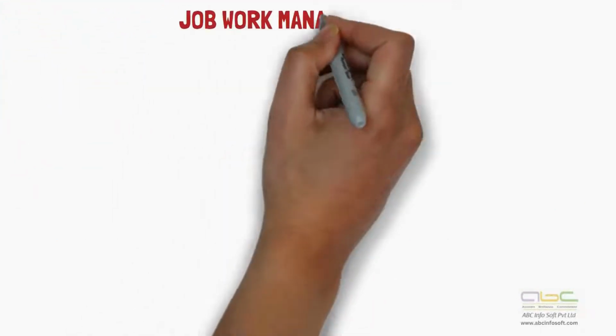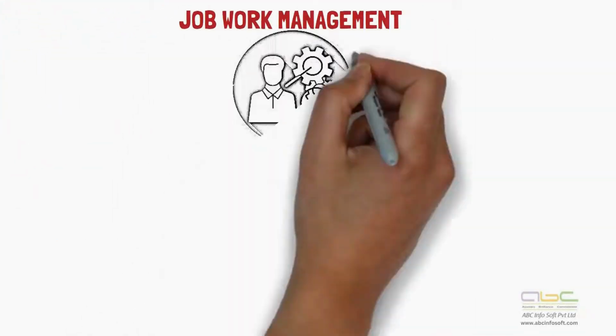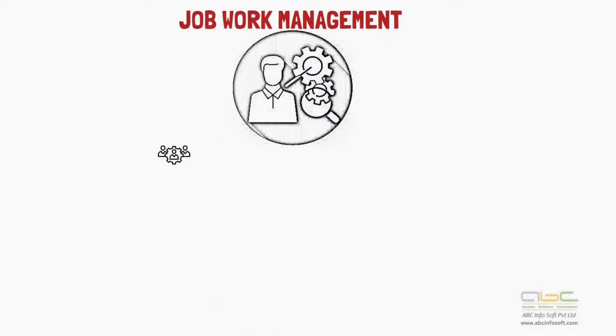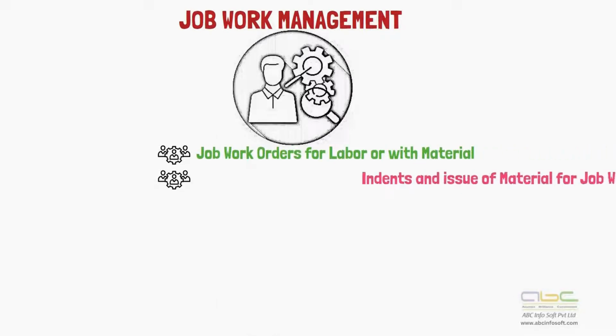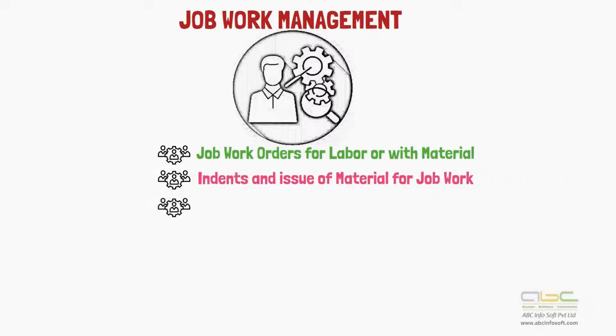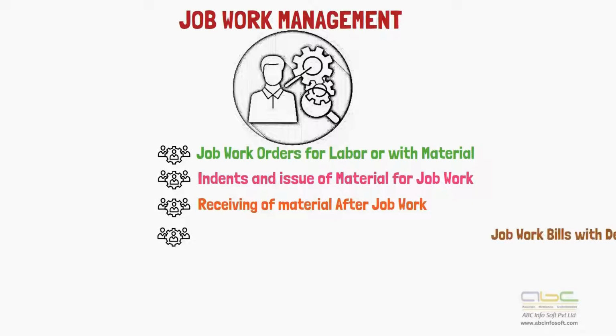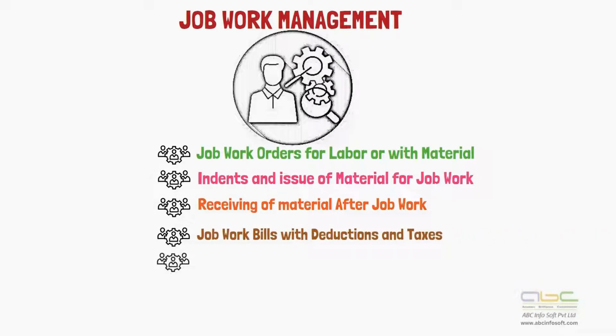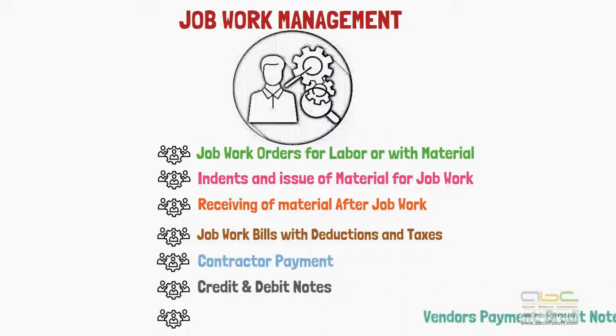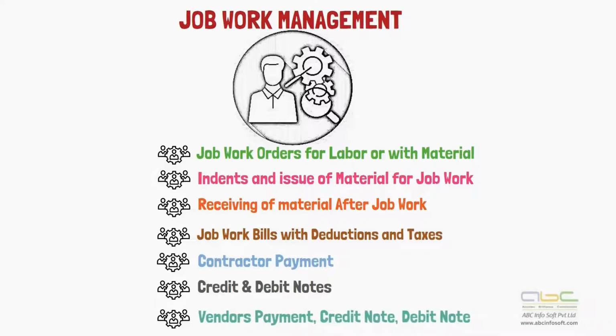Job work management. Highlights. Job work orders for labor or with material. Indents and issue of material for job work. Receiving of material after job work. Job work bills with deductions and taxes. Contractor payment. Credit and debit notes. Vendors payment, credit note, debit note.